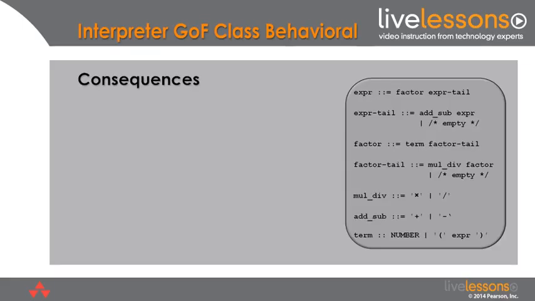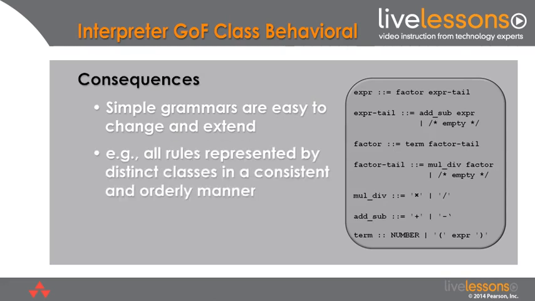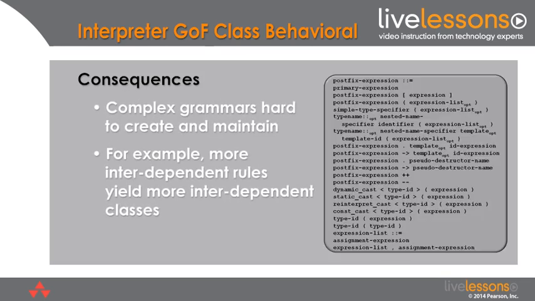Some of the benefits are that simple grammars are relatively easy to develop, change, and extend. All the rules are represented by distinct classes in a consistent and orderly manner. The particular grammar we're showing here removes left recursion, which makes it easier to parse by hand. Another nice consequence is that adding another rule simply adds another class to our implementation, so that makes things fairly straightforward to apply. There are some downsides, however.